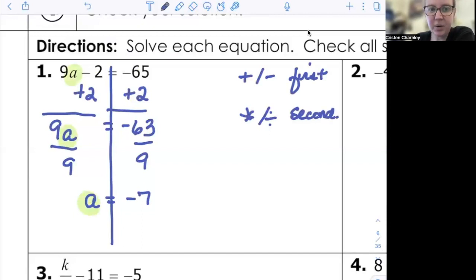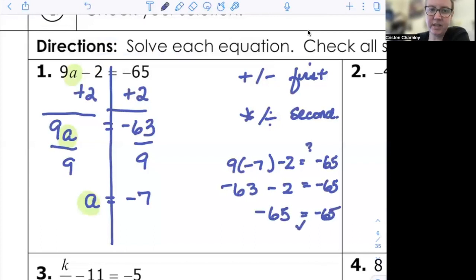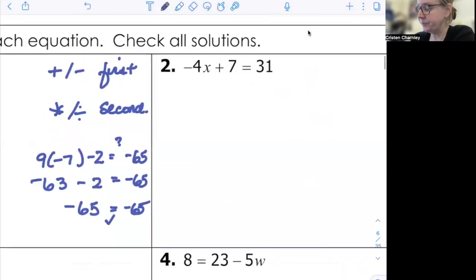And how would you check your work? You would tell me that 9 times negative 7 minus 2, is that really equal to negative 65? So negative 63 minus 2, negative 65. And the answer is yes, they match. So we did that correctly. Again, we can just use our calculator for those going forward.